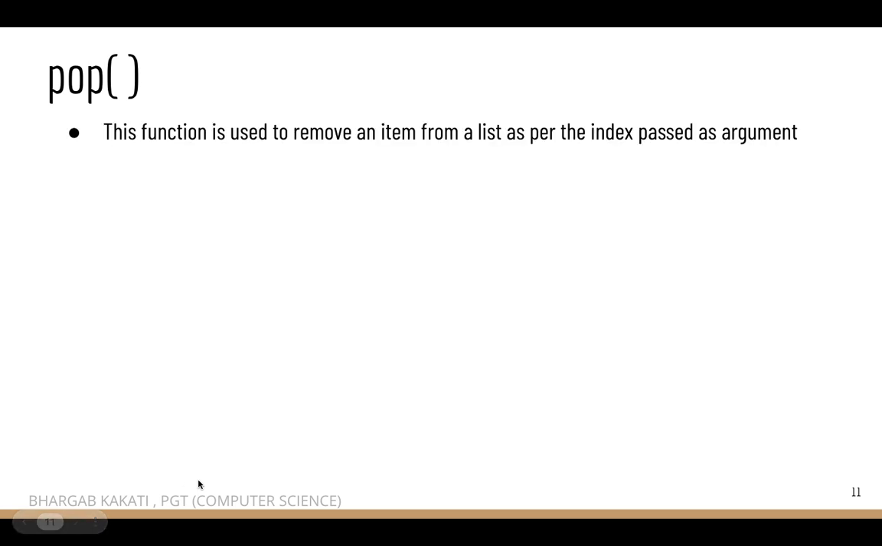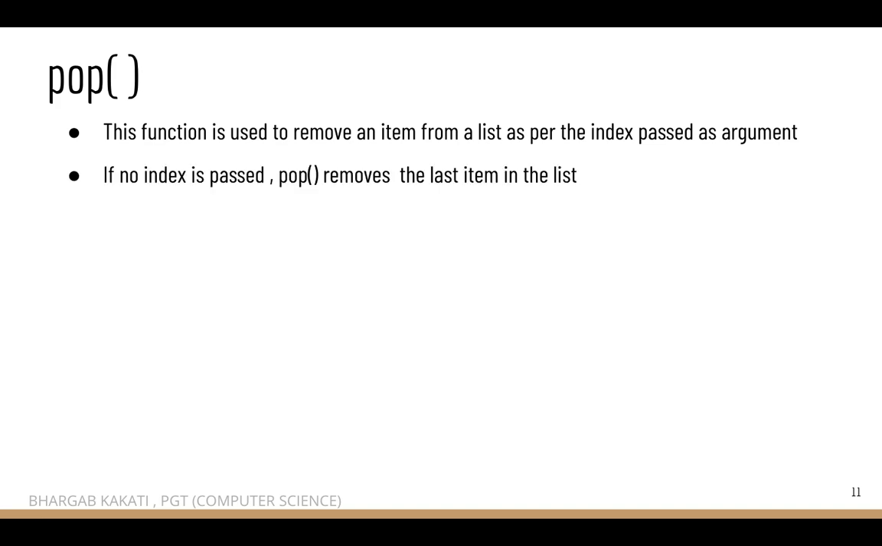Let's move ahead with the next function, which is the pop function. What does it do? This function is used to remove an element from a list as per the index passed as argument. So if you want to remove an element from a list, then what will you do? You will take the help of a function known as pop function. So it will remove an element from a list.